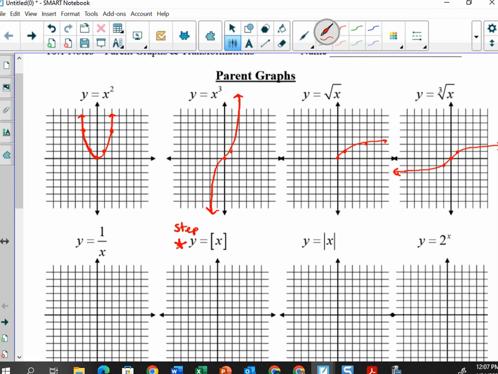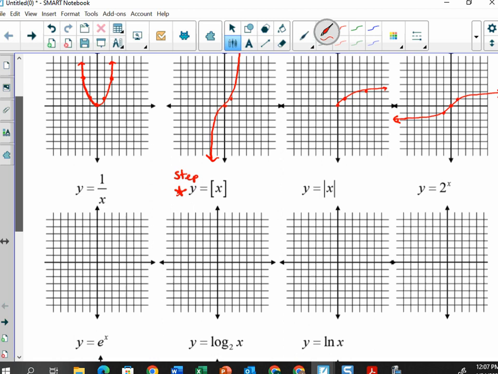Okay. 1 over x. Guys, this is a rational function. That's the thing with the asymptotes. Okay, so you have a vertical asymptote at 0. Horizontal asymptote at 0. I don't need a ton of points. I need like 1, 1, and then you can follow the shape of the asymptotes, and then -1, -1. Okay?